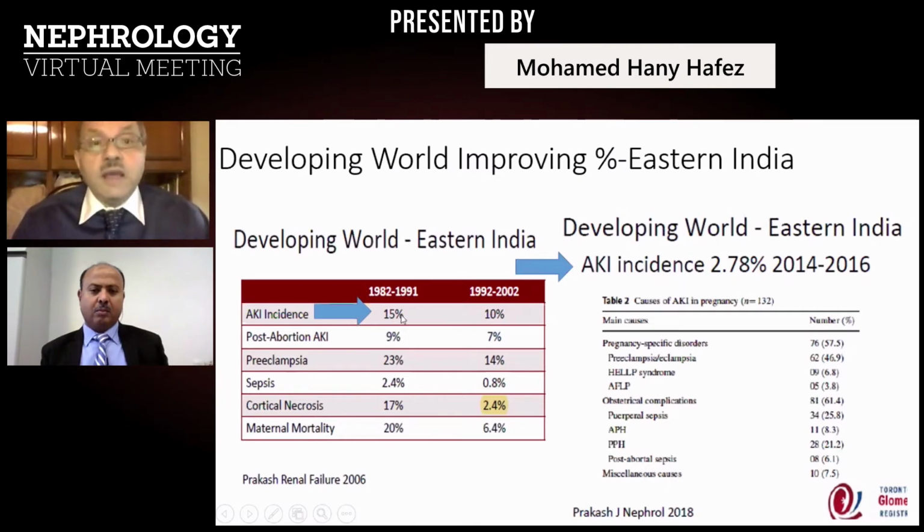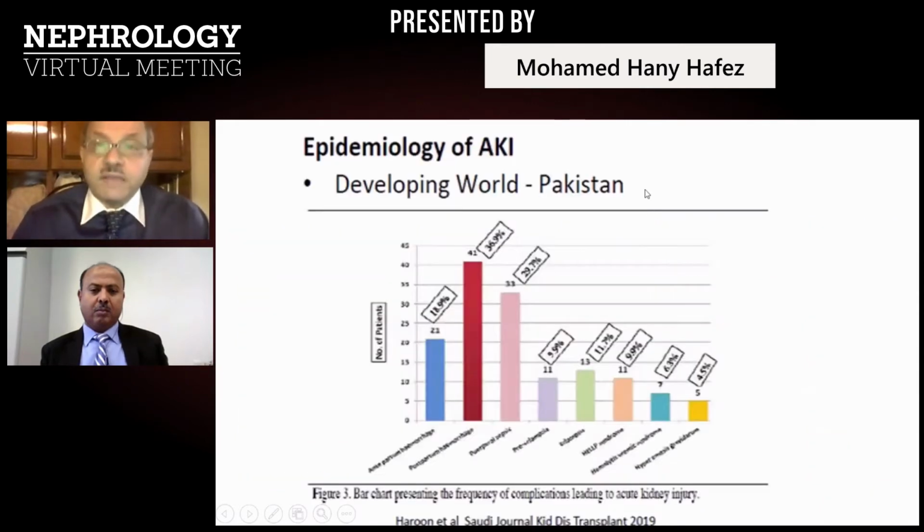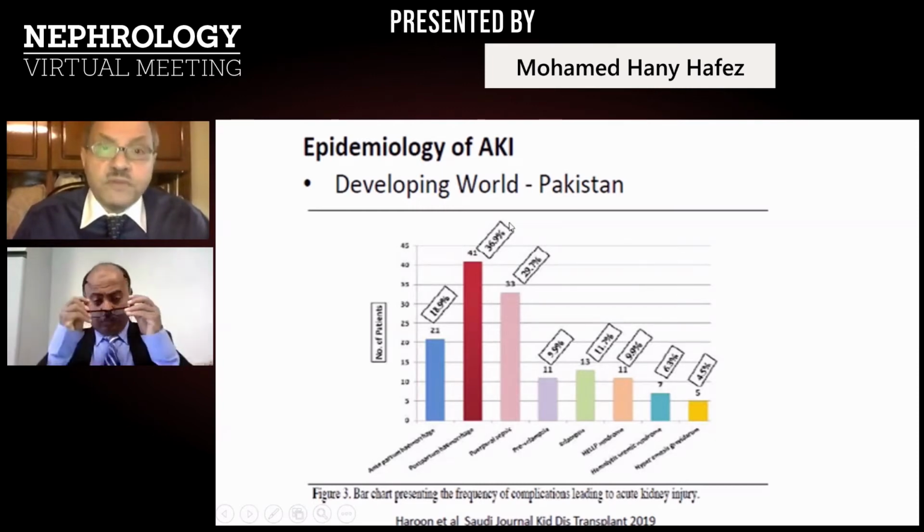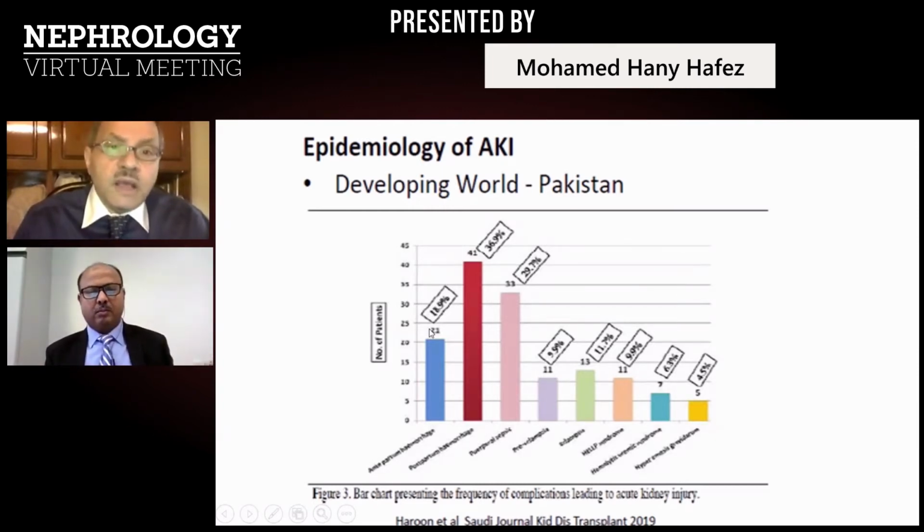So India is showing much improvement in the risk, maybe because of the improvement of the criteria that I mentioned to you. And of course, this AKI incidence in India is not different from Pakistan. For example, the study published in 2019 from Pakistan shows that the AKI here is mainly because of postpartum hemorrhage in around 37% of cases, prepartum hemorrhage in around 19%, and puerperal sepsis in around 29%. So we still have a big problem in this part of the continent.